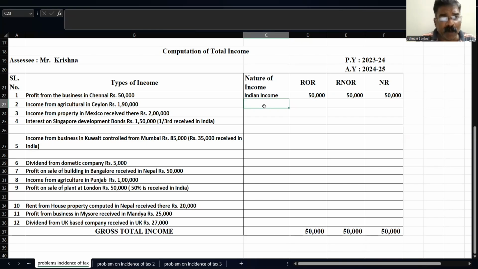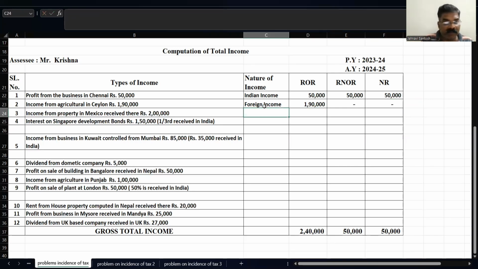The land has been plowed and then income has been generated from agriculture in Ceylon, in Sri Lanka. Ceylon is not in India, so we treat that as a foreign income. I just write it down as a foreign income. If it is a foreign income, it is taxable only in one case, that is resident and ordinarily resident. In the other two cases, it is not taxable. I'll just mention it as 0, 0.